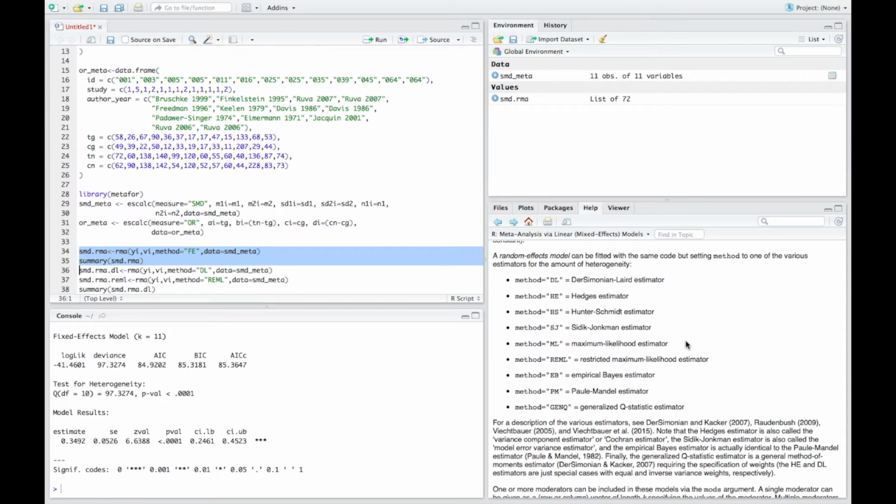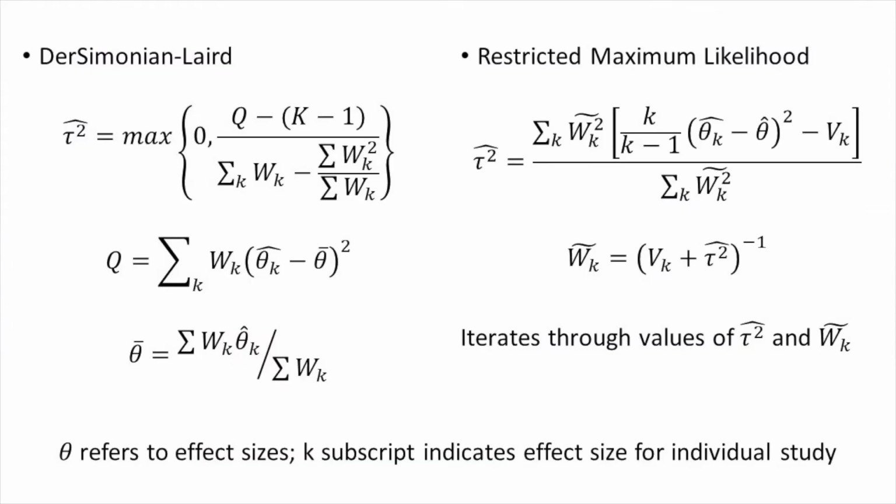The DerSimonian-Laird estimator, or DL, and restricted maximum likelihood, or REML. Now, DL is based on the Q statistic, that measure of heterogeneity, and it uses method of moments estimation. Method of moments is a Pearsonian concept referring to Karl Pearson. REML uses maximum likelihood estimation, which is an iterative technique. Maximum likelihood, although not created by him, was popularized by Ronald Fisher.